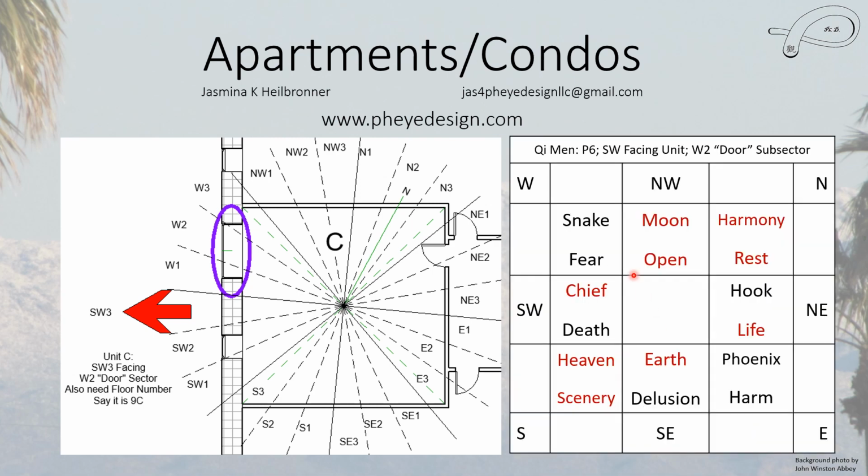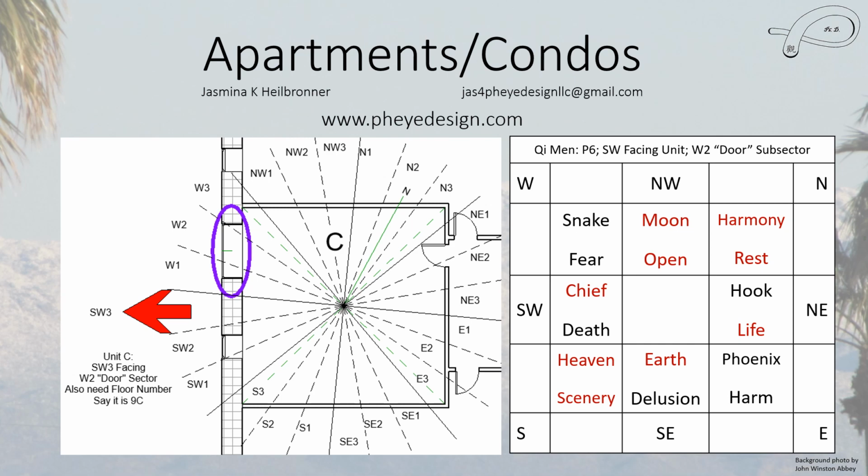Now, when it comes to the Chiman chart, it's a period 6. Now, if you noted in the purple-white, we didn't have a period. It doesn't matter. It changes every year. But the Chiman chart will stay. It's a period 6 apartment, southwest facing unit, and the door is in west 2. And here we have to be specific of the subsector. And this is what we have. So we have at the main window, where really most of the chi will probably come from, the snake and the fear.